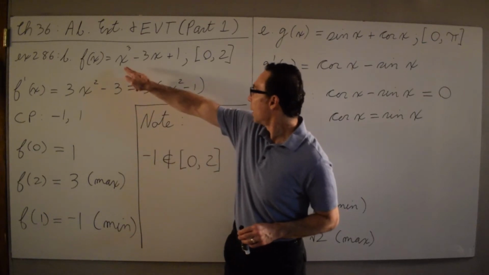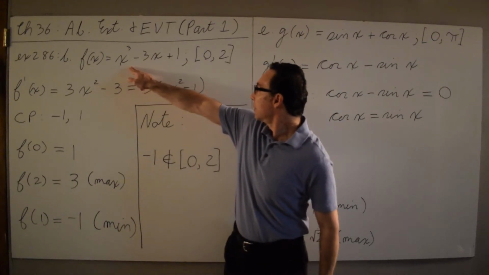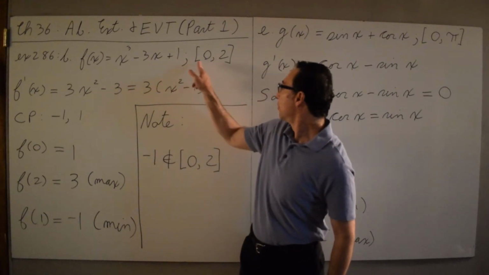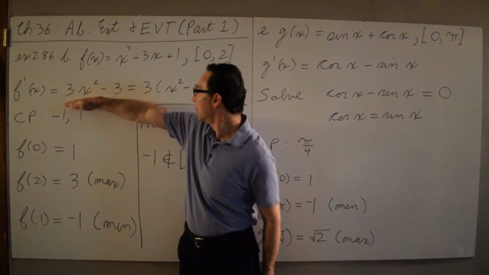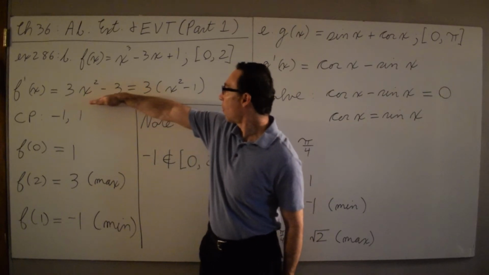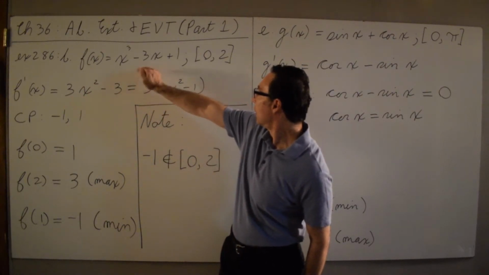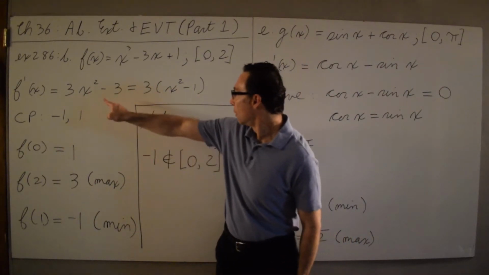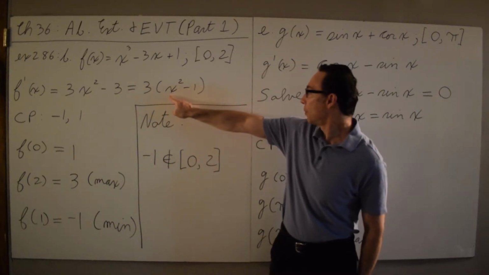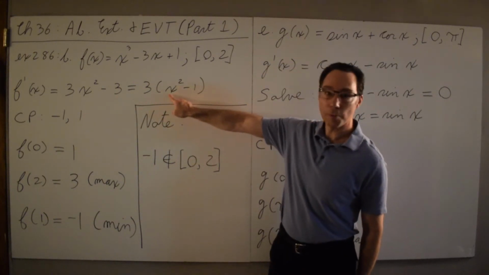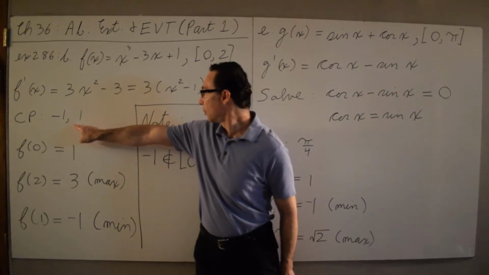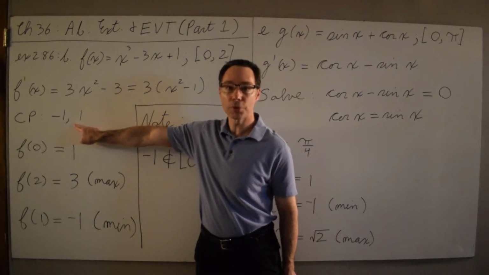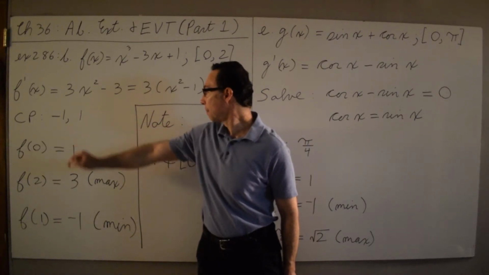So we want to find the absolute max and the absolute min of f on this interval. So we start by calculating the derivative. We just use the power rule all the way through: 3x squared minus 3. We factor this to find the critical numbers. So x squared minus 1 factors as x plus 1 times x minus 1. So our two critical points, or our critical numbers, are negative 1 and 1.